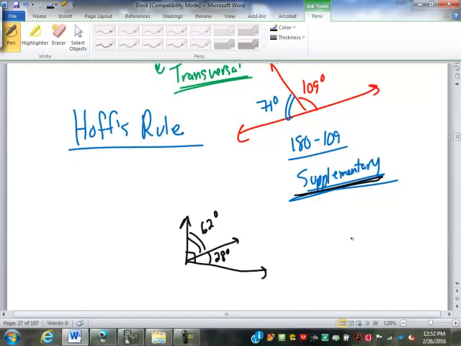The rule: when you have two parallel lines that are cut by a transversal, all angles formed are either equal or supplementary. So here they add up to 90 degrees. That is complementary.